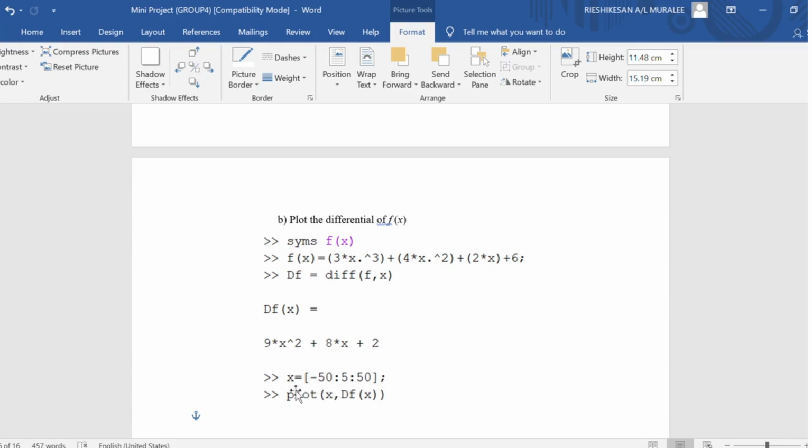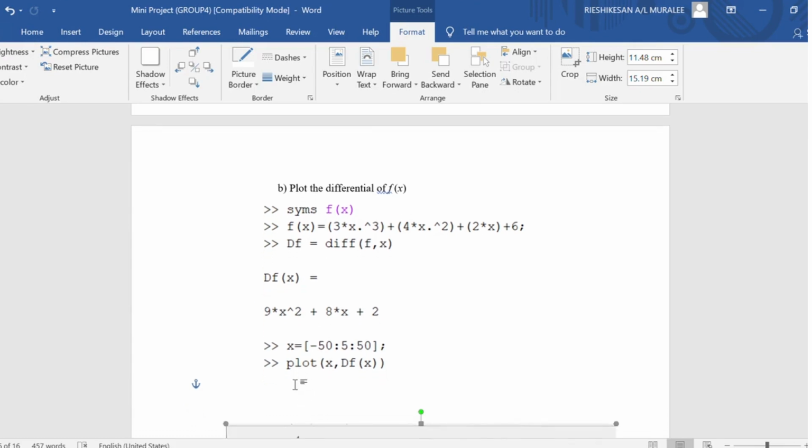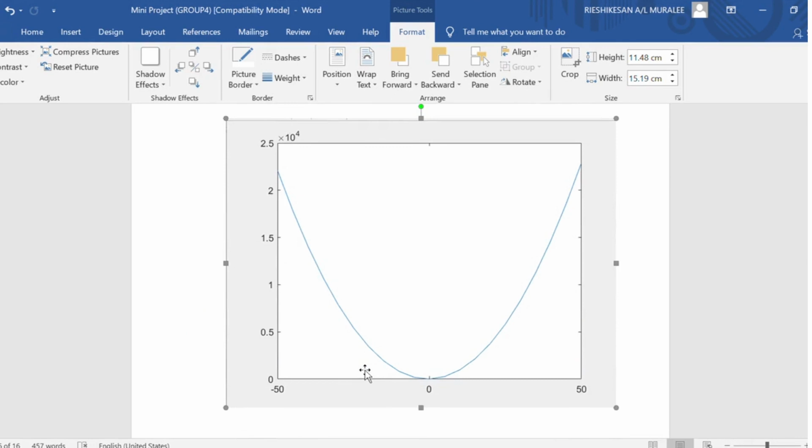I'm doing the graph for 50 points, so the vector is from negative 50 to 50 with step 5. To plot the differential graph, we have to enter the code plot(x, dfx), the function of the differential. So here is the graph.